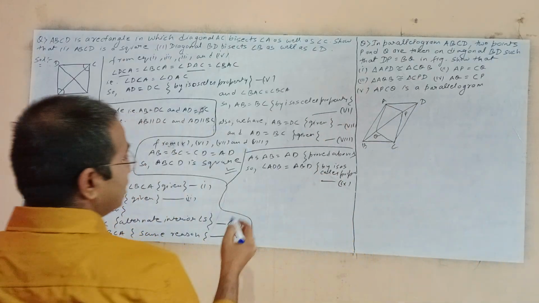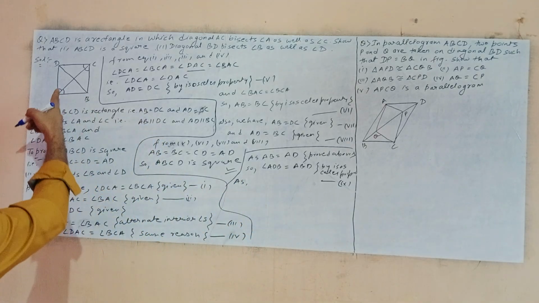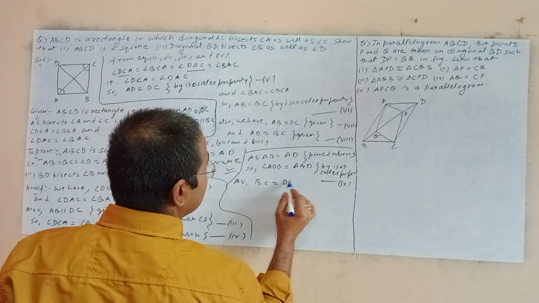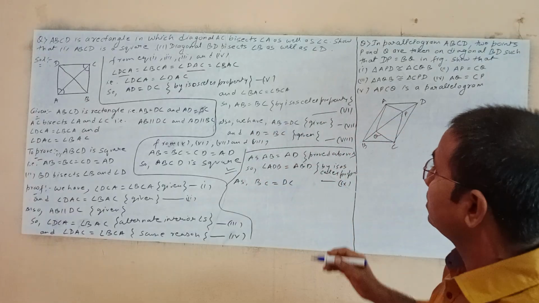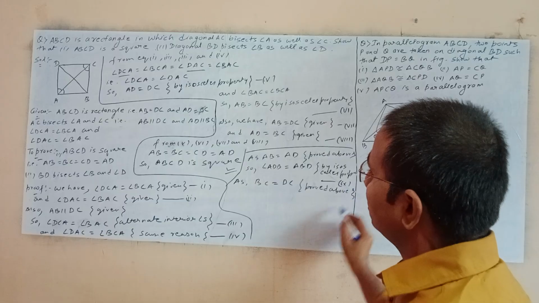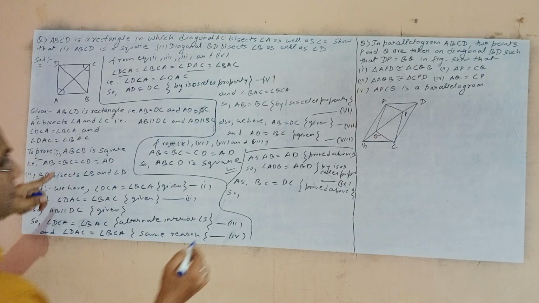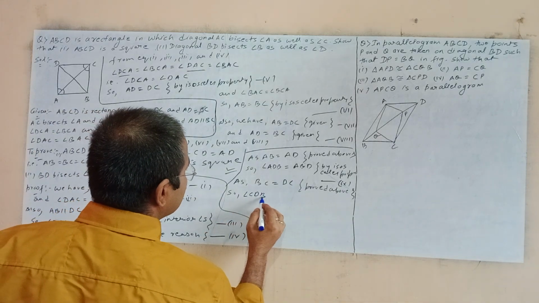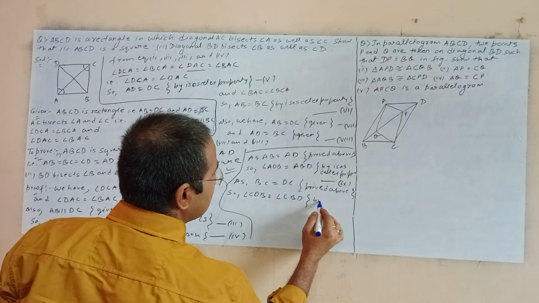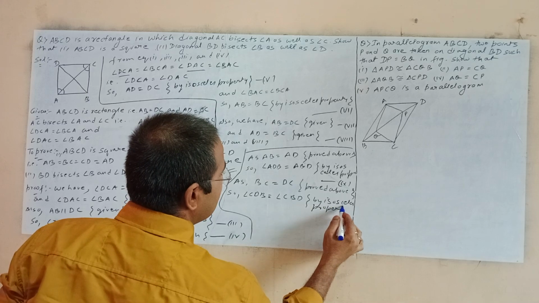Now you will write, as DC is equal to BC, why? Proved above. So what will happen? Angle CDB is equal to angle CBD. Why? By isosceles property.